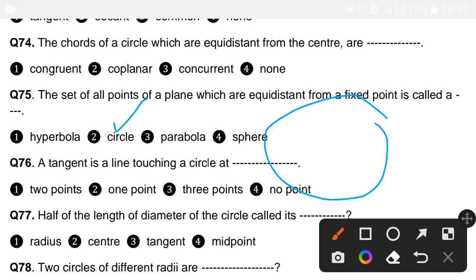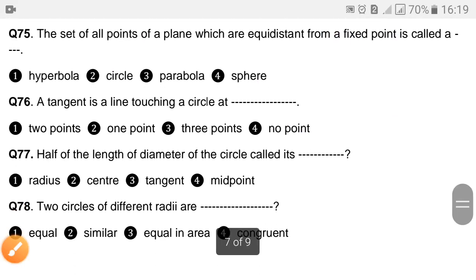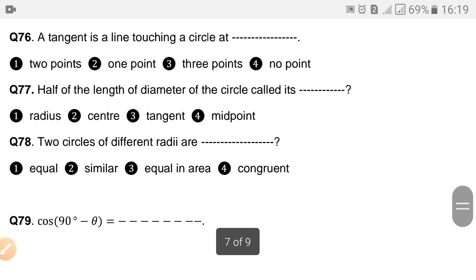If we have in a plane a point or a center, and its distances from this fixed point are the same throughout the plane, then that figure is known as a circle. Next is: a tangent is a line touching a circle at, I already told you, 1 point. A tangent line touches a circle at 1 point, and a secant line touches a circle at 2 given points.